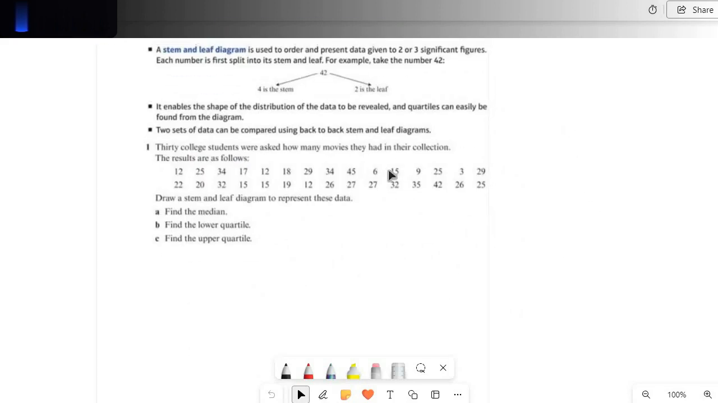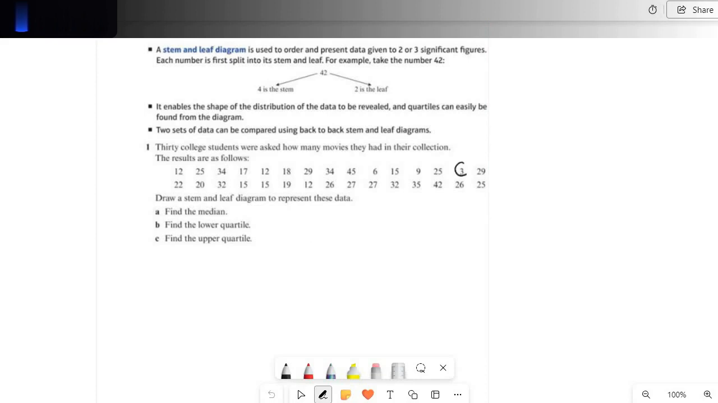For number 1, 30 college students were asked how many movies they had in their collection. The results are as follows. So we have 12, 25, 34, 17, 12, 18, 29, 34, 45, 6, 15, 9, 25, 3, 29, and so on. So we have to draw a stem and leaf diagram to represent these data. So first let's do that.